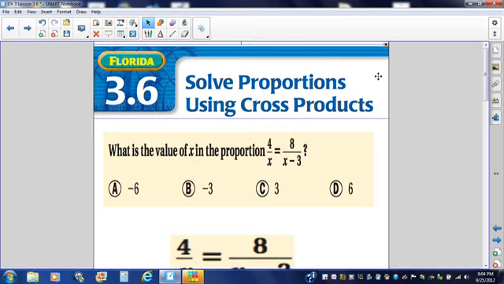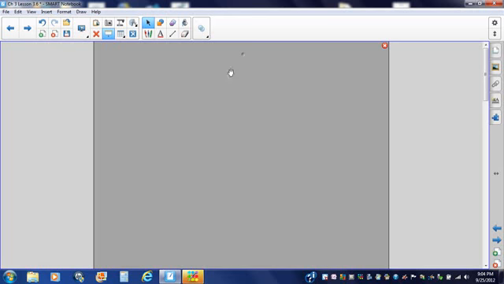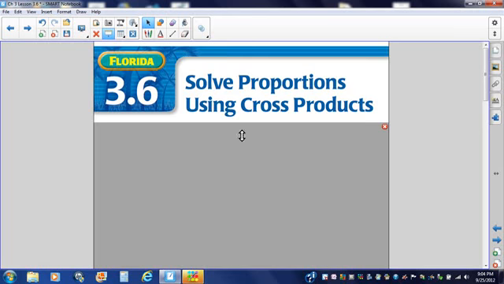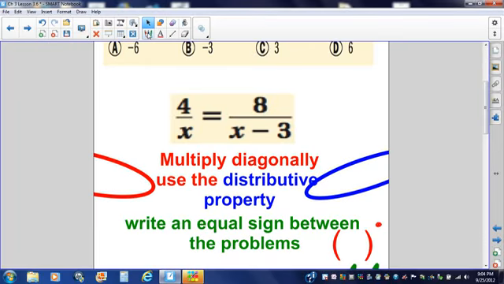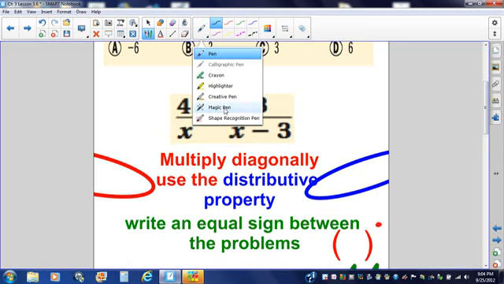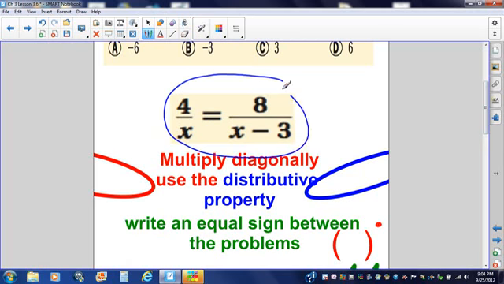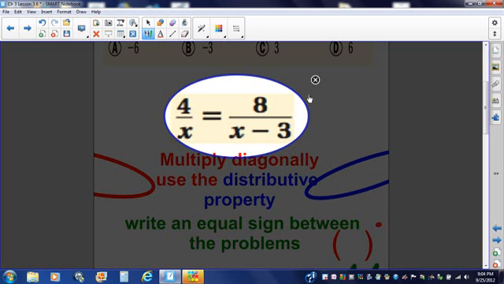All right, if you would, please make yourself a note in your notes homework spiral. This is going to be lesson 3.6, and we're going to solve proportions using cross products. If you would, please copy this big proportion on your paper. Please write 4 over x equals 8 over x minus 3.